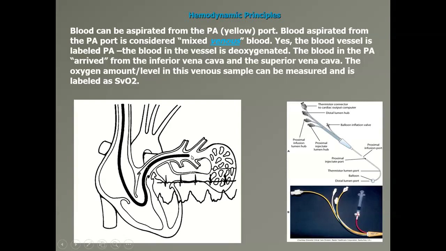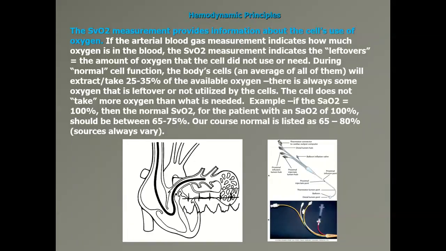And so the blood in the pulmonary artery can be measured. Again, please remember that this is not arterial blood. This is deoxygenated blood, and it is considered to be a venous sample. We can measure the oxygen level in this venous blood, and it is known as the SvO2, or mixed venous oxygen saturation, or just venous oxygen saturation. So why would the mixed venous oxygen saturation measurement be done? Well, it provides information about the cells' use of oxygen.